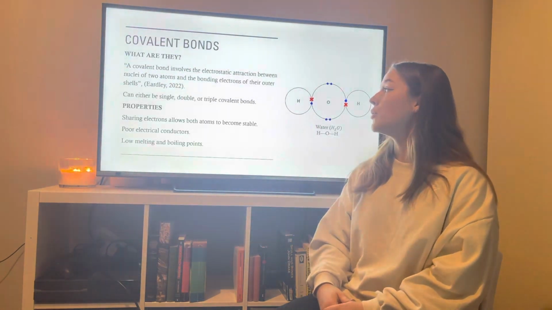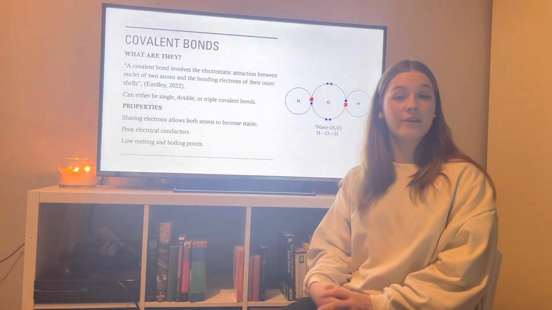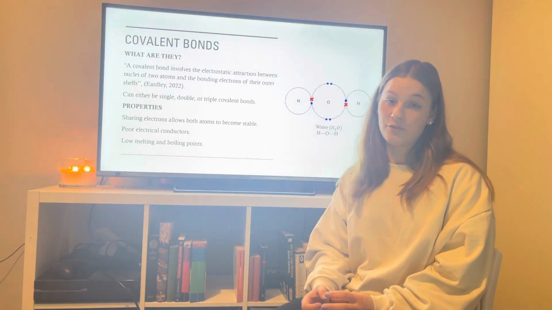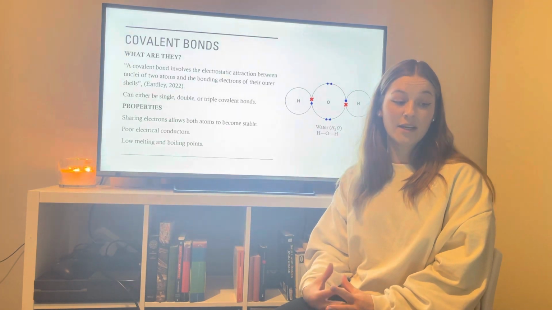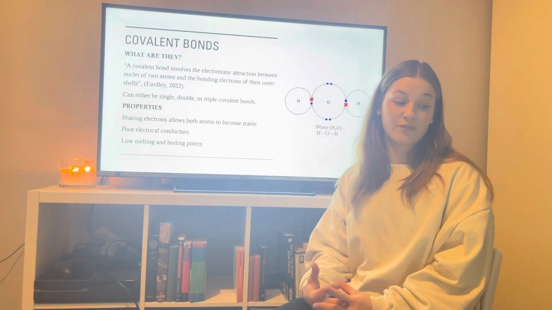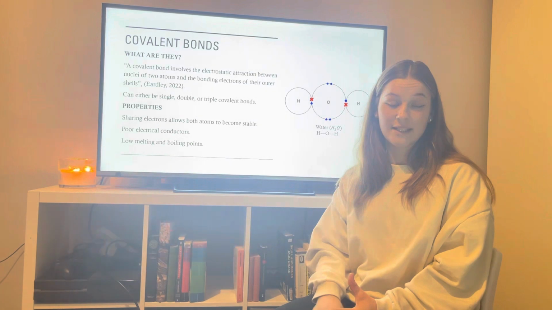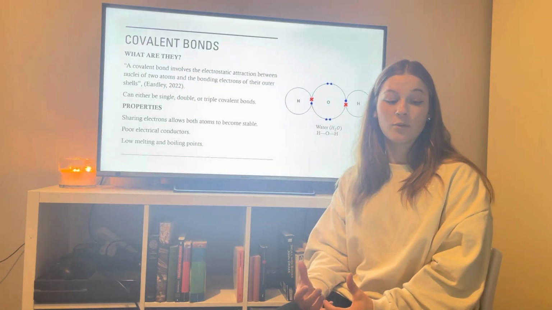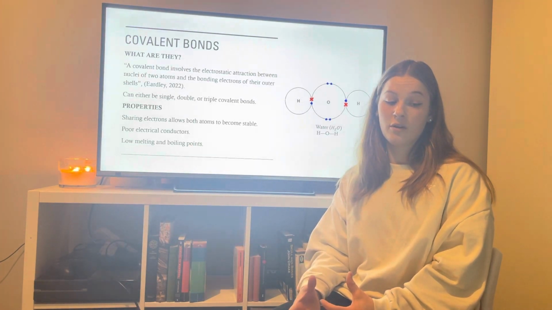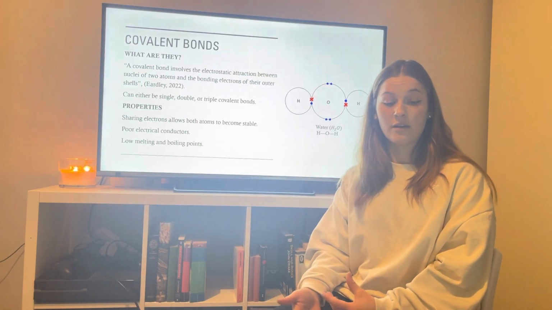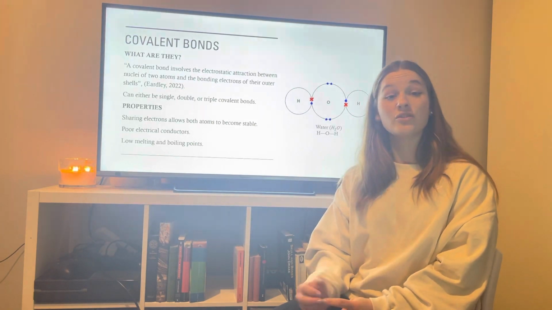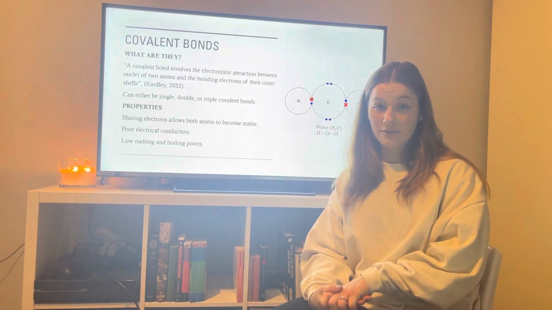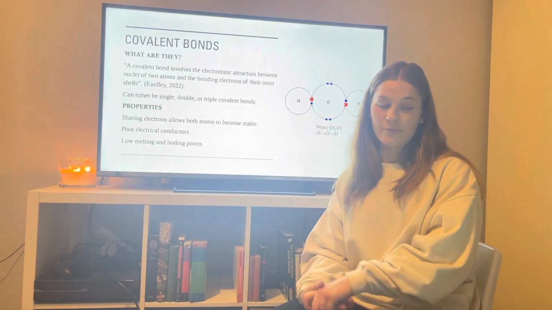Covalent bonds. What are they? A covalent bond involves the electrostatic attraction between the nuclei of 2 atoms and the bonding electrons of their outer shells. You can either have a single, double or triple covalent bond. A single is 1 pair of electrons, so 2 electrons total. A double covalent bond is 2 pairs of electrons, so 4 electrons total, and a triple covalent bond is 3 pairs of electrons, 6 electrons total.